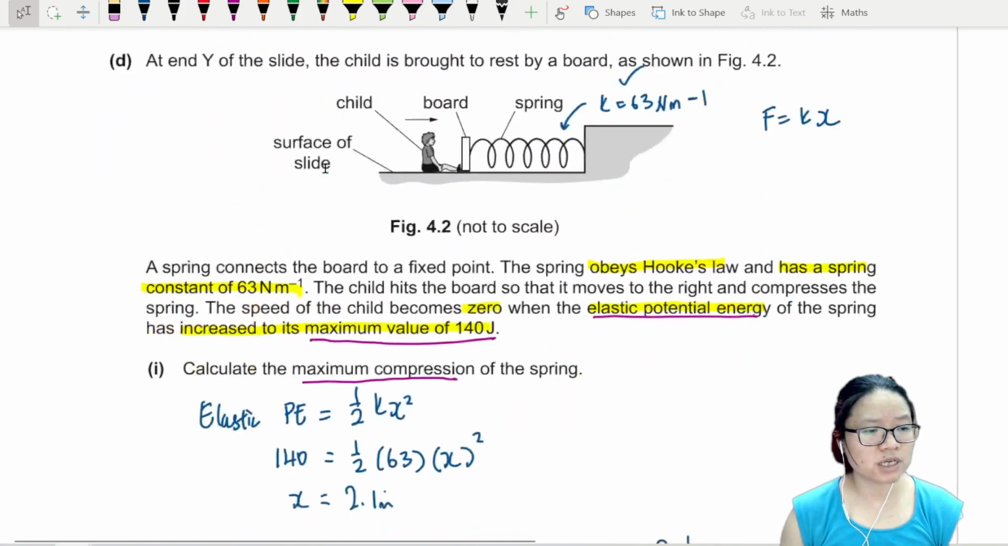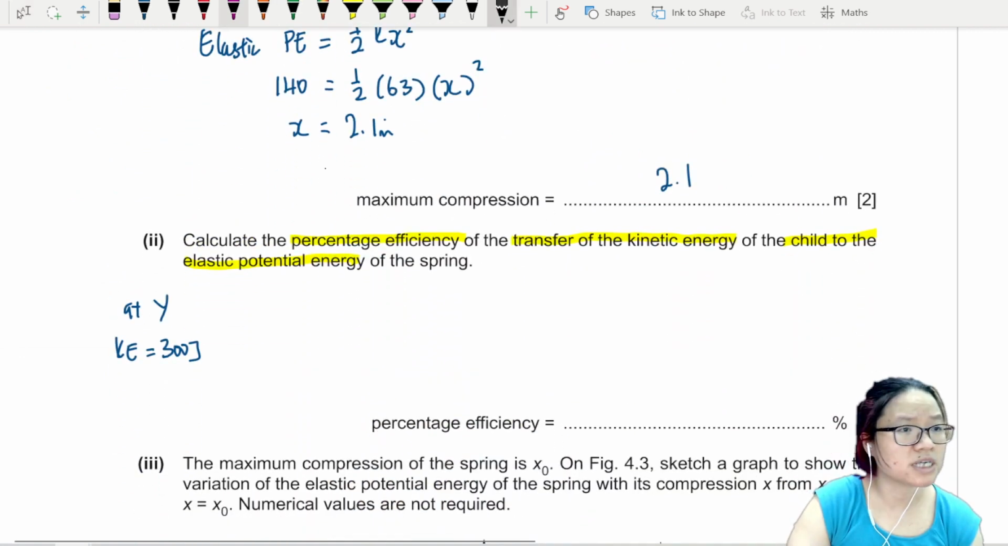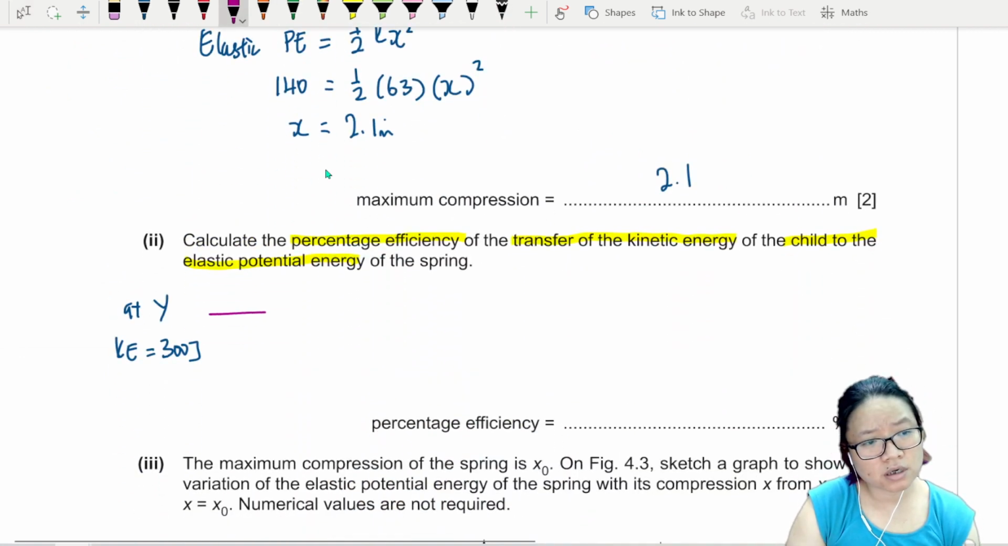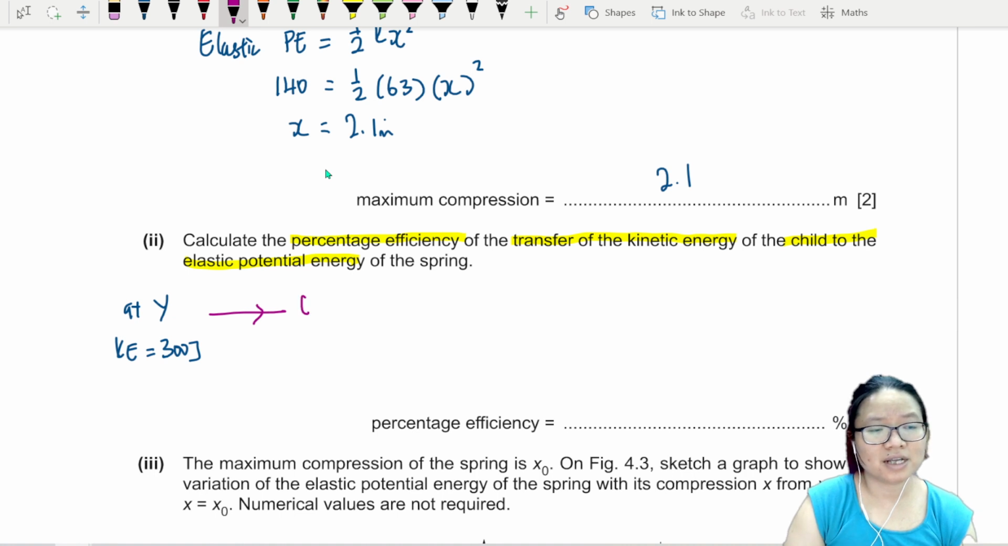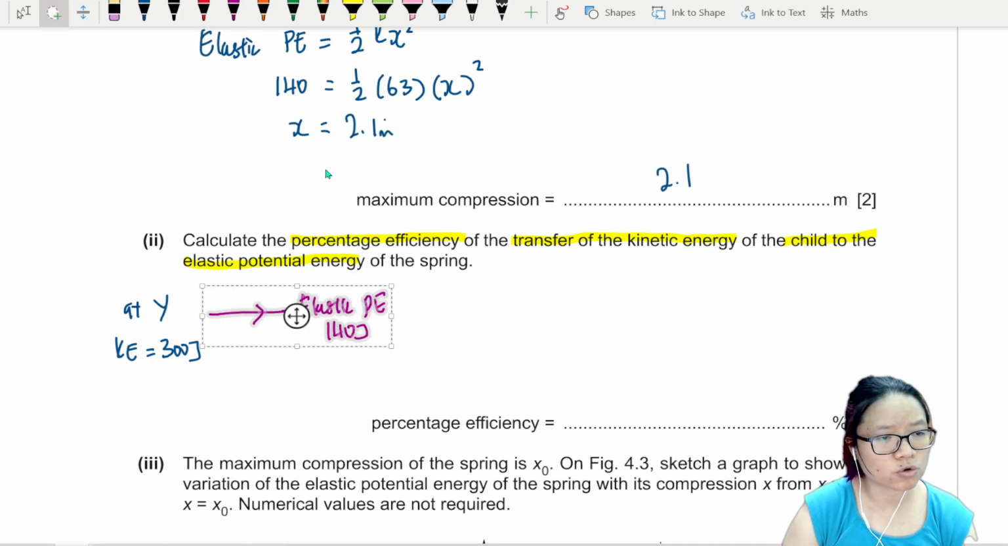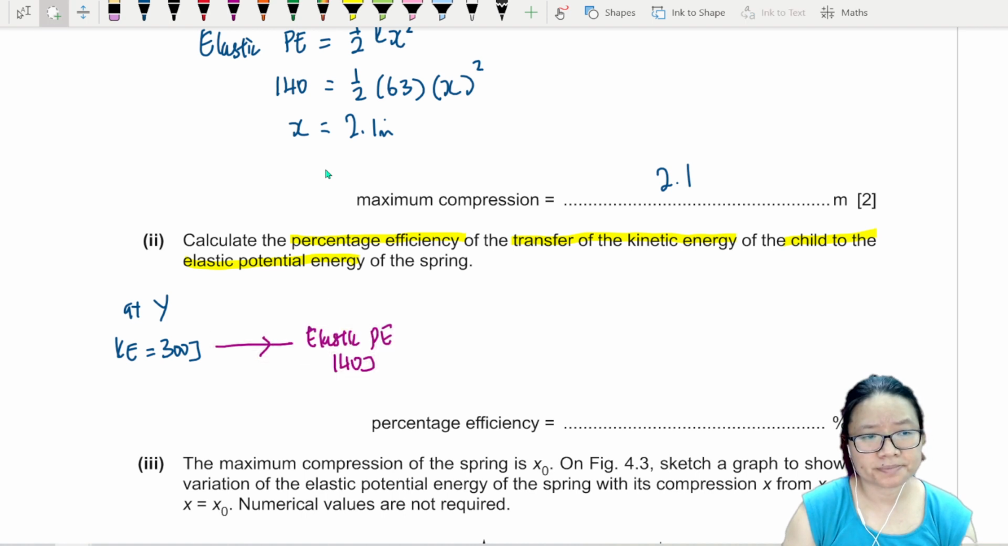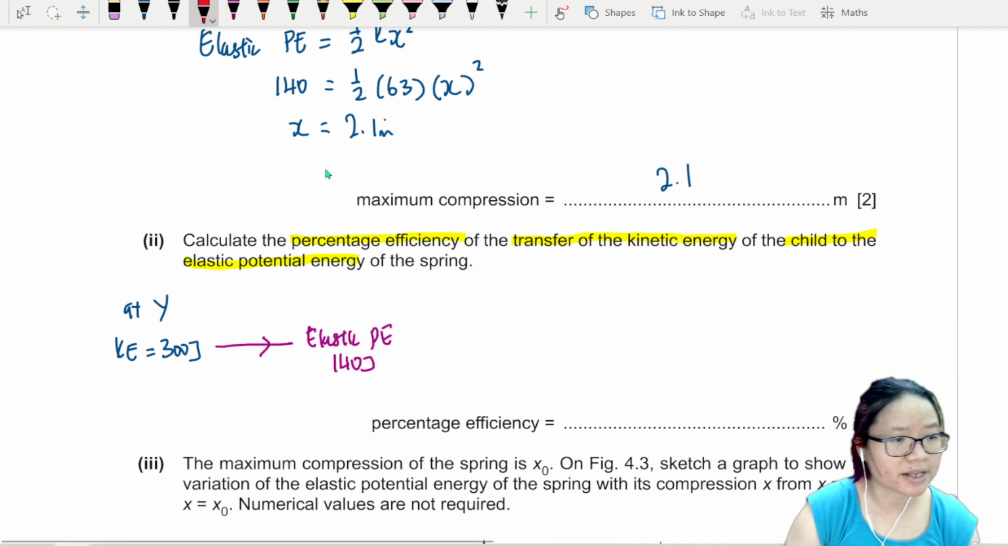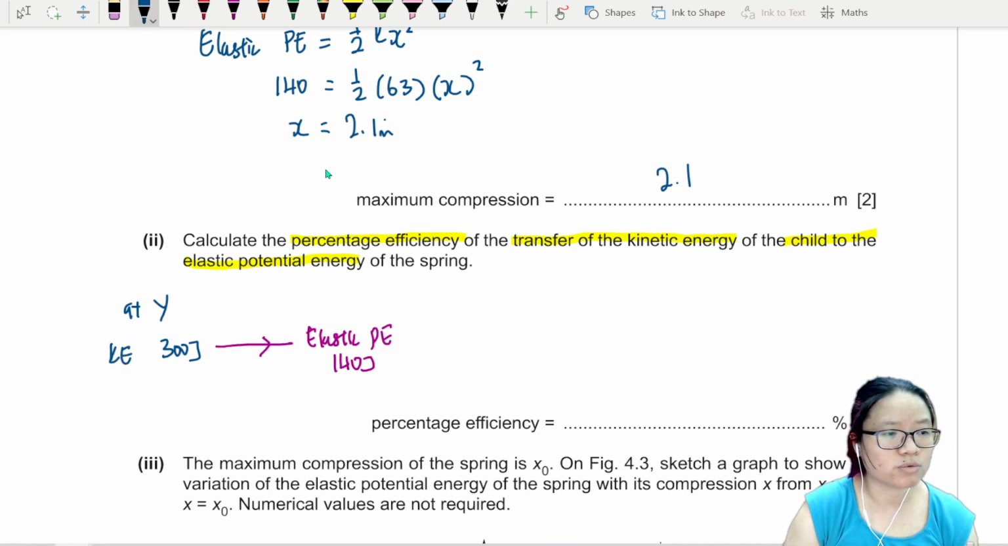But unfortunately, the spring only receives elastic PE of 140 joule. So we know the ball will slow down, right? Because the spring is slowing it down. And the kinetic energy of 300 joule, and if you are following generally my sign convention, I will write kinetic energy is 300 at Y. This one is at maximum compression.